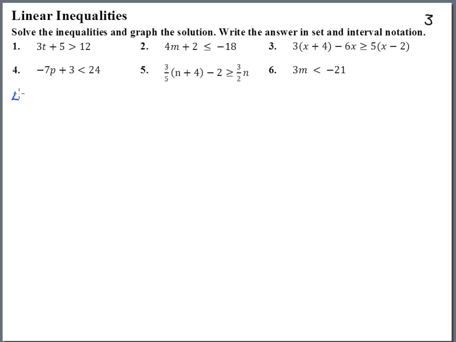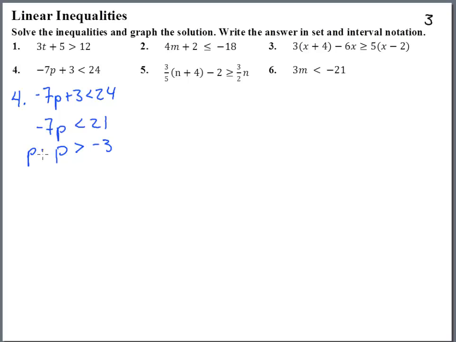Number 4. Negative 7p plus 3 is less than 24. So subtract 3 and you get negative 7p is less than 21. Divide by a negative 7, and this is p is greater than negative 3. Recall that when we solve and we divide by a negative number, it switches the direction, because negatives switch directions. So p is greater than negative 3.